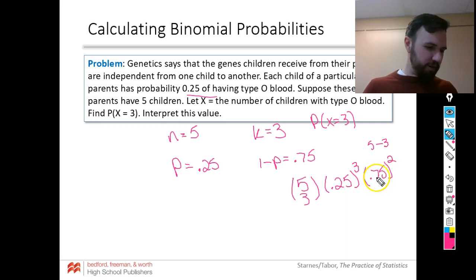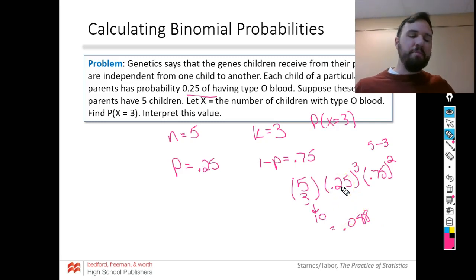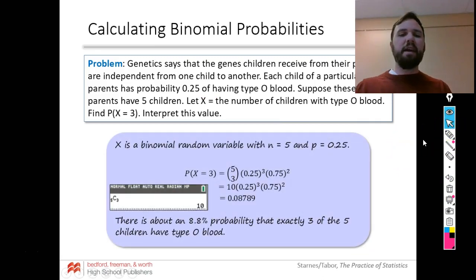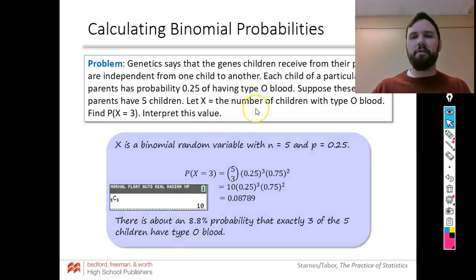And according to my calculations, this is 10, and I got 0.088. So to interpret, there's an 8.8% probability that exactly 3 of the 5 children have type O blood. Let's check it. Let's see what they got. They got the same thing. Alright, let's try another one.